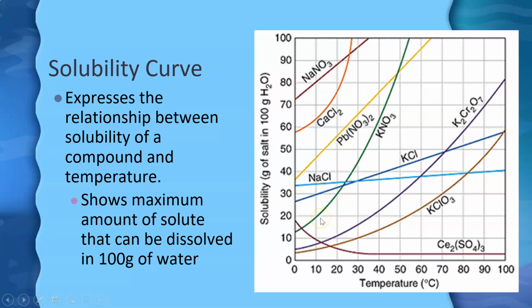We can also see that some compounds are vastly more affected by the temperature of the water than others. The slope of the line on potassium nitrate is quite steep. The slope of the line on sodium chloride is not very steep. So there's a lot of different relationships we can see here.